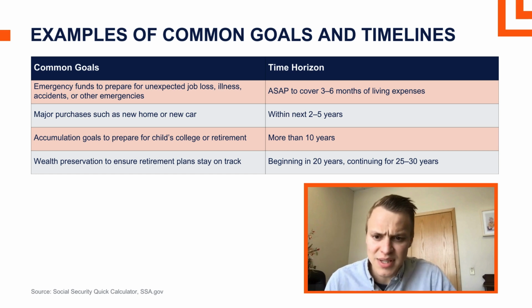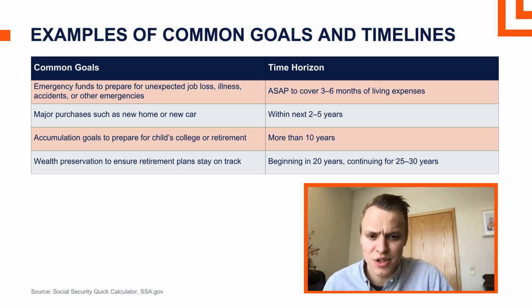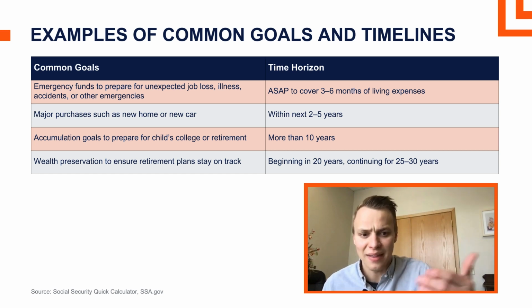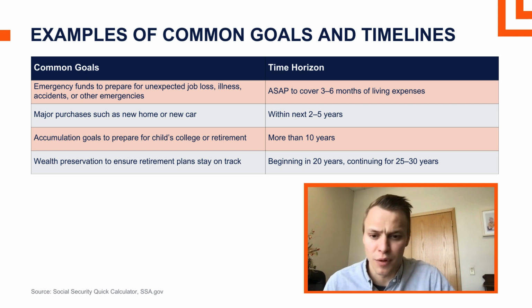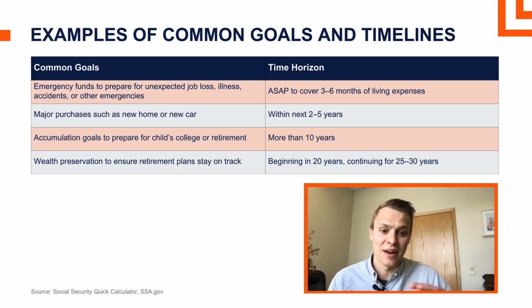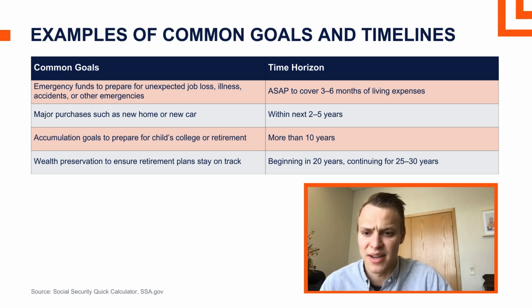So let's look at a few examples of common goals and timeframes so that you can think about how you might allocate your assets to pursue these financial objectives. We've set up some sample portfolios for these 4 types of goals. Now, to clarify, these are just examples and they are not meant at all to be specific investment advice.